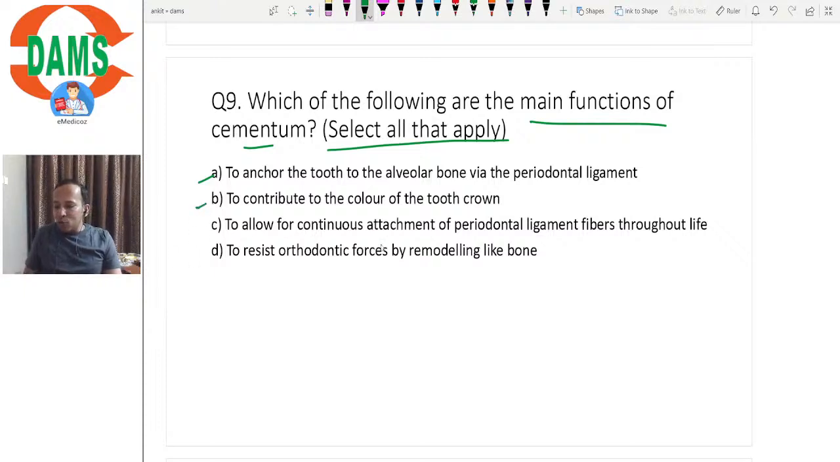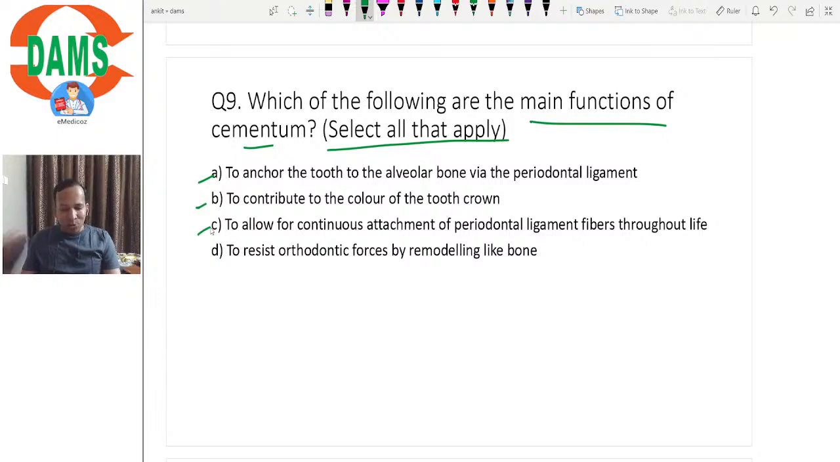Option B, to contribute to the color of the tooth crown. That means cementum affects or contributes to the color of the tooth, specifically the crown. Option C. Yes, Bhavna, they are very easy. Questions are often easy when you understand them, when you read them, and these same questions become difficult when we are in a hurry. When sitting in the exam these questions become difficult, there is hurry and many other things going on.